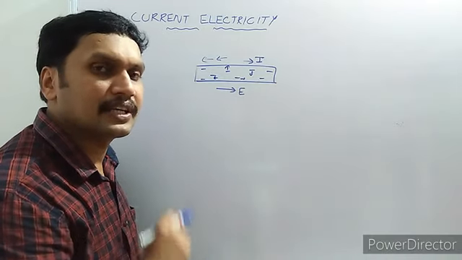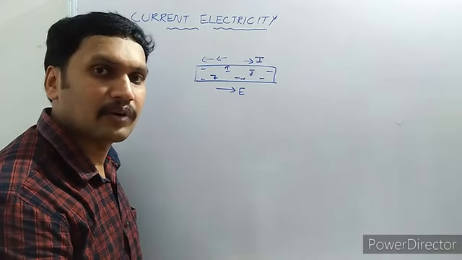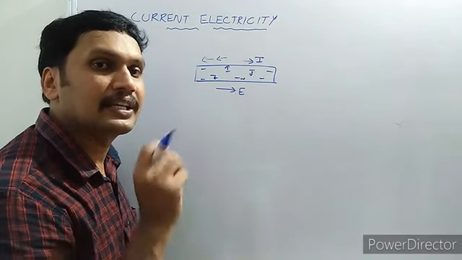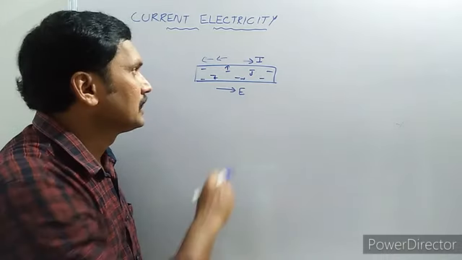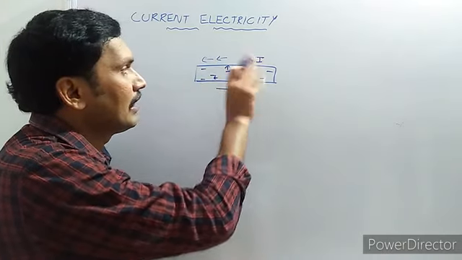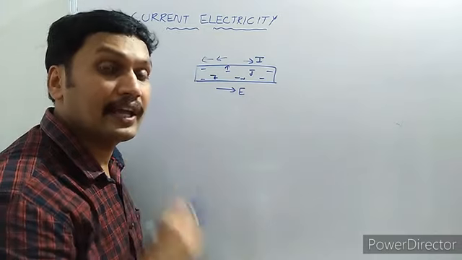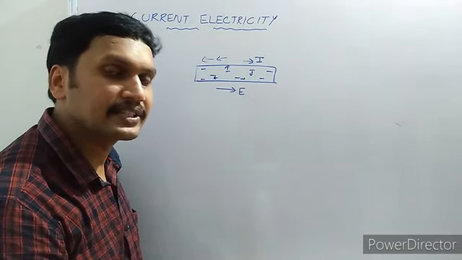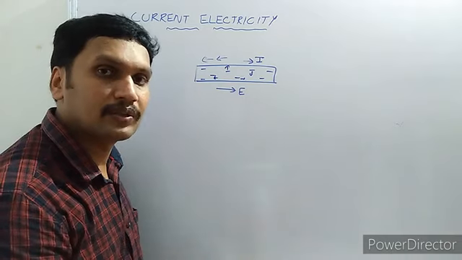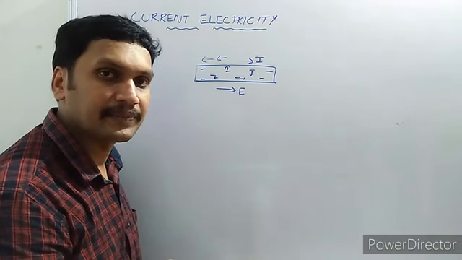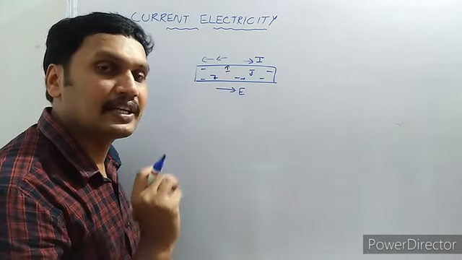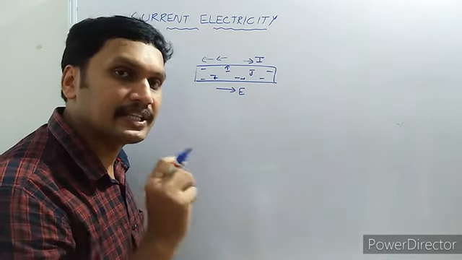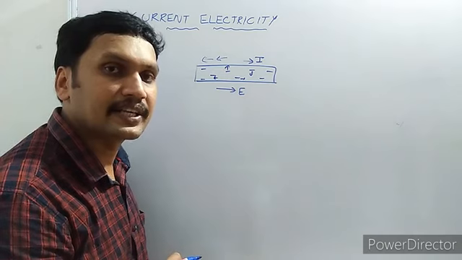But we are not treating current as a vector quantity. Current is a scalar quantity. Even though it has a direction and a magnitude, it is not a vector quantity. It is a scalar quantity. The reason is that it does not follow the laws of vector addition, and so we treat electric current as a scalar quantity.